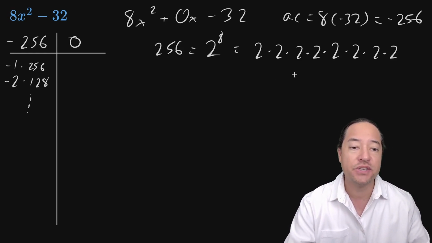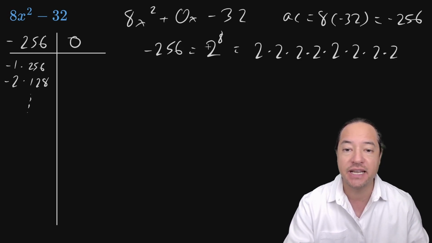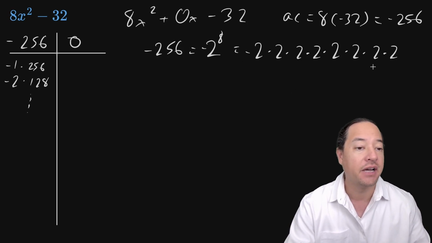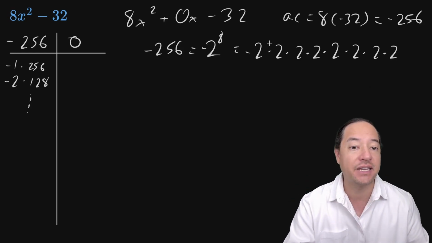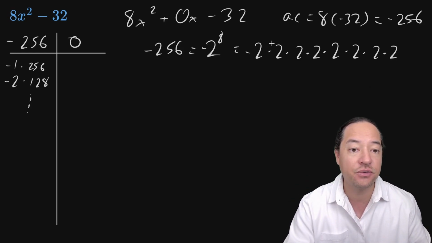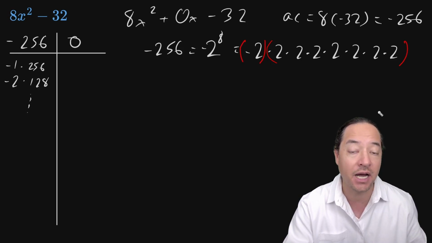So basically, if I want to think of splitting this, I guess there should be a negative sign in front of all of this, right? If I want to split this up into sort of the product of two factors, I can do it as negative 2 times all of this, right? This would be one way to split that up.